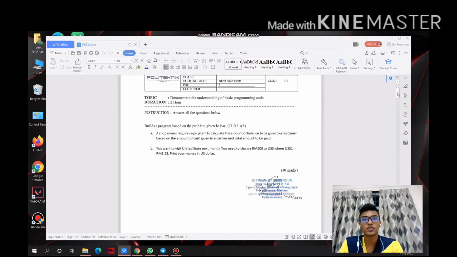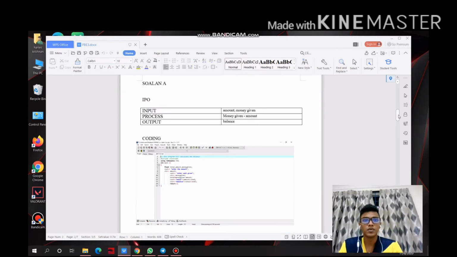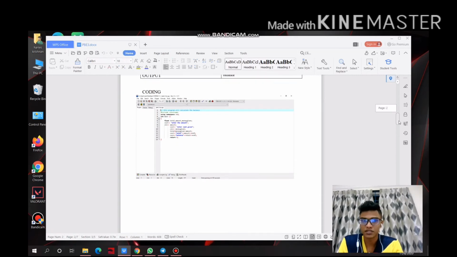Now we need to demonstrate the understanding of basic programming code. So first of all, we need to do the IPO. For the first question, the input is amount and the money given. The process is money given minus amount and the output will be the balance. Now this is the coding for the first question in C++.